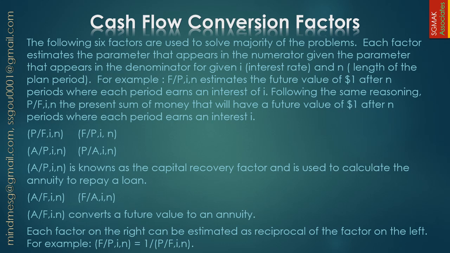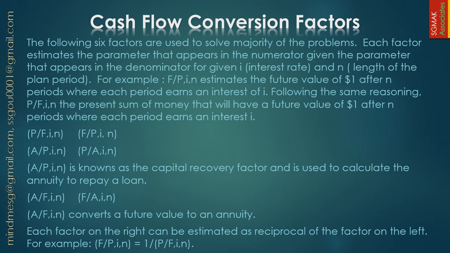A over P I N is one set of factors that we'll be using, called the capital recovery factor, and it is used to calculate the annuity to repay a loan. You'll be using that a lot. In this case, P is given. A simple example is an amount you have borrowed from the bank. That's your P. You'll repay it in annuity payments, A, equal end-of-period payments. So given P, what's the value of A? How do I repay a loan in n payments when I'm paying interest rate I in each period? That's called capital recovery, from the bank's point of view, how the bank recovers money that you have borrowed from the bank. Depending on the need, you can convert an annuity to a present value by using the reciprocal factor, P over A I N.